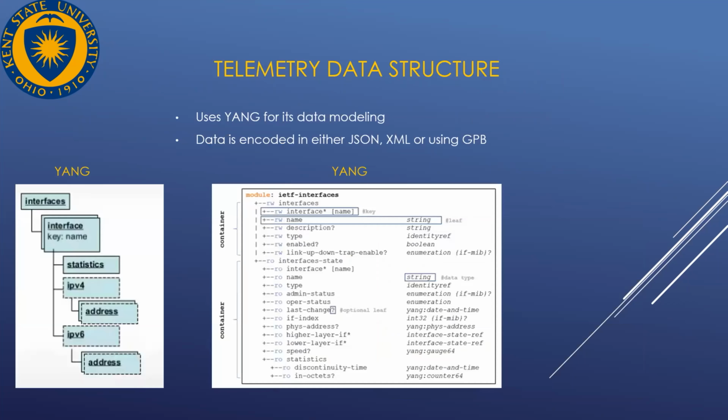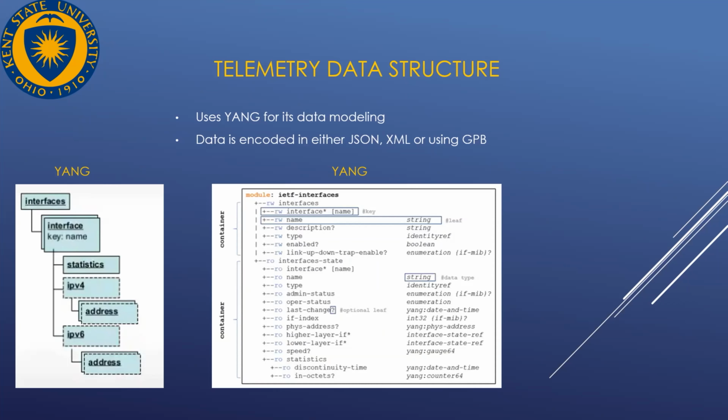So as we talked about, the telemetry data structure uses YANG for its data modeling. That data, once it's in the YANG data modeling format, is then encoded into either JSON, XML, or GPB. So an example of YANG here on the left shows the hierarchy of how the data is represented. Like you have interfaces, and then you have the interface itself, and then similar to a tree-like structure, a few leaves off that for statistics, IPv4, IPv6, and then address under the IPv4 and IPv6 as well.